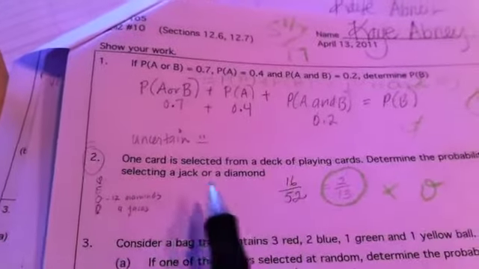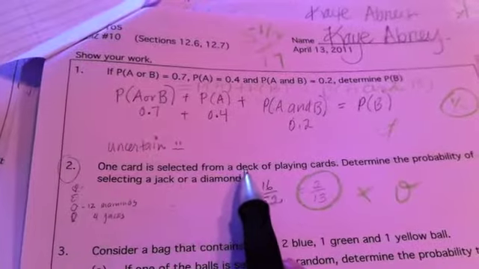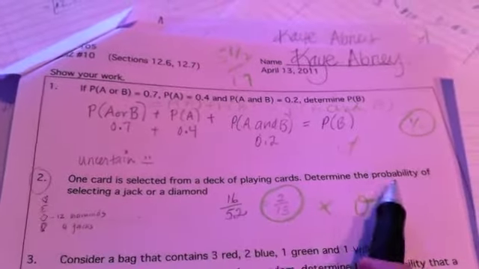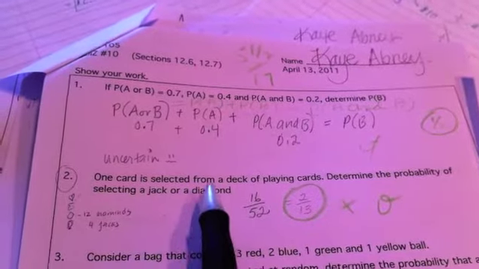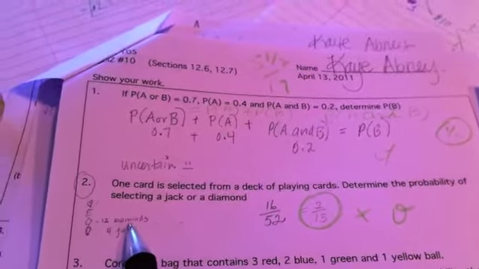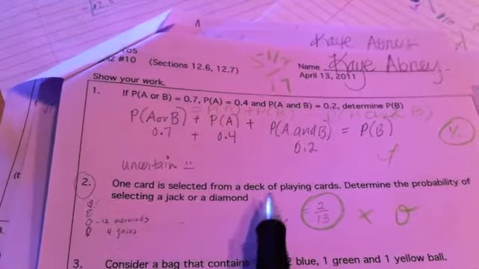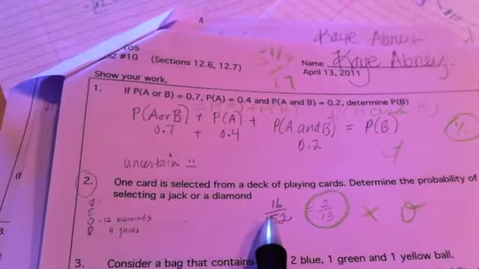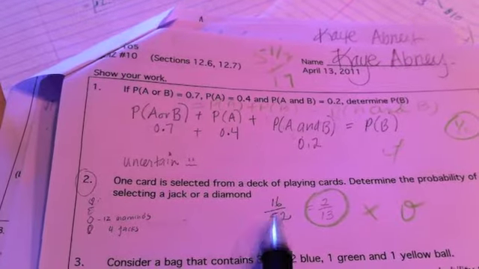For number 2, they say one card is selected from a standard deck of playing cards. Determine the probability of selecting a jack or a diamond. You are very close. Harsh that she gave you no points for it. You know that there are 12 diamonds and 4 jacks, so you said 16 out of 52. The part you have to be careful about is that you don't double count the jack of diamonds.